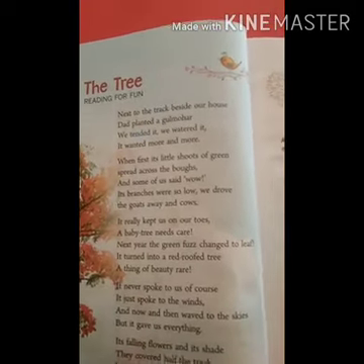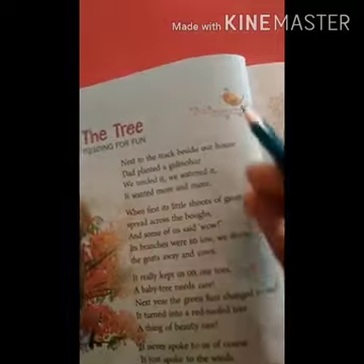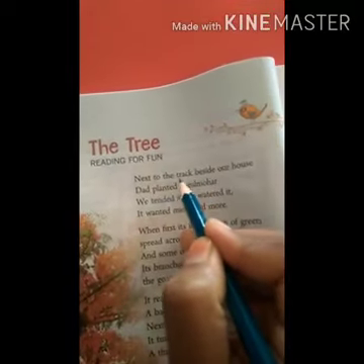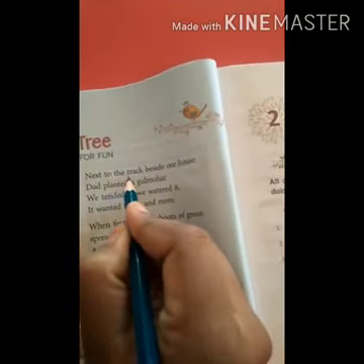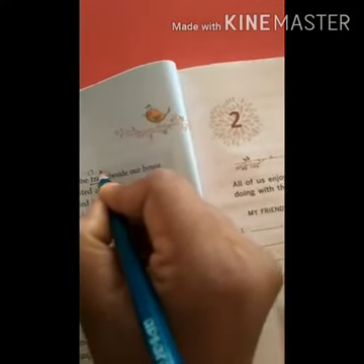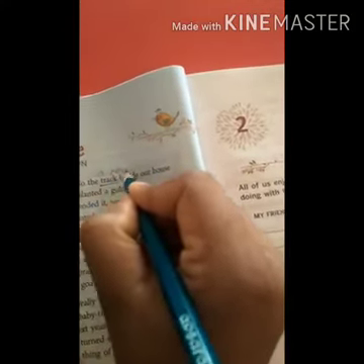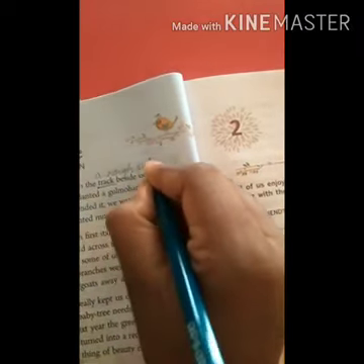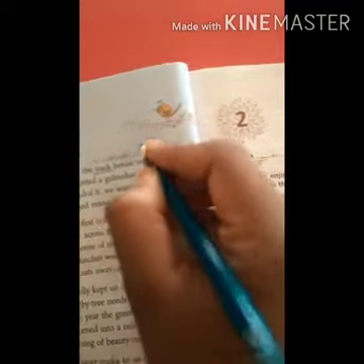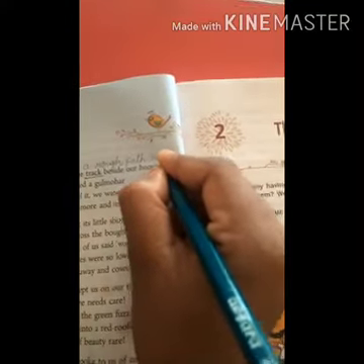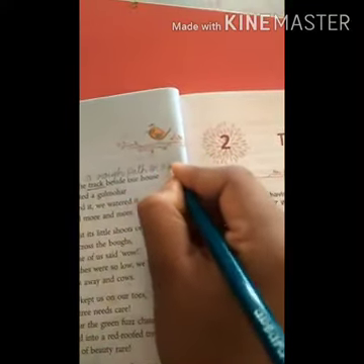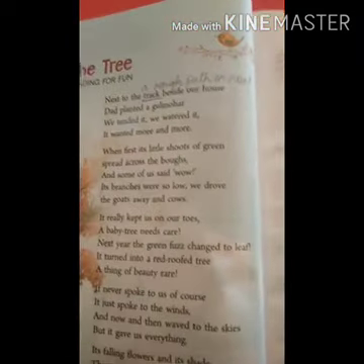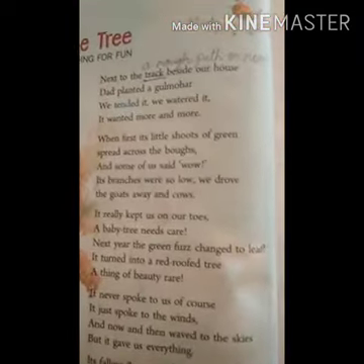Track means next to our house. What does track mean? A rough path or road. Underline it and write there. R-O-U-G-H, rough, P-A-T-H, path, or road, R-O-A-D, road. Okay, beside their house, what happened?